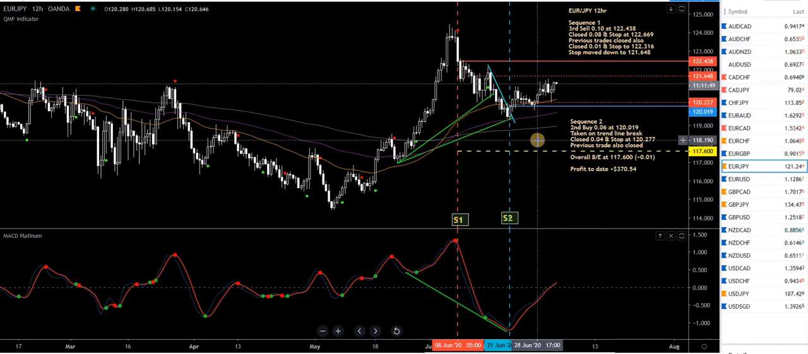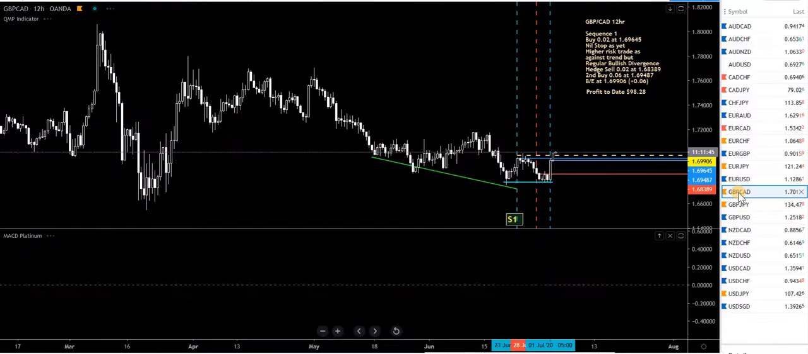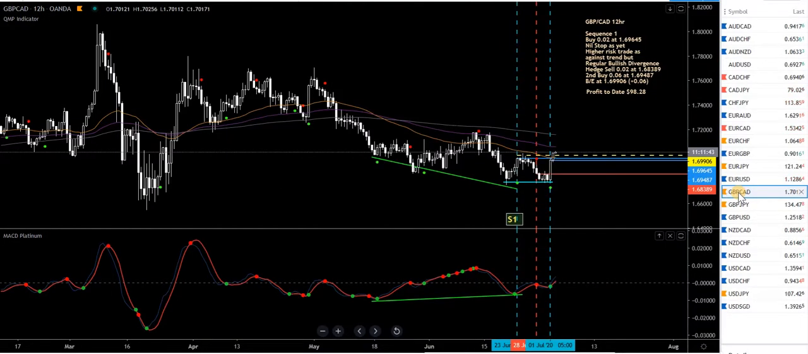So yeah, we closed the Euro Yen, we're just protecting our position. Pound CAD, that was yesterday. Where's my notes?